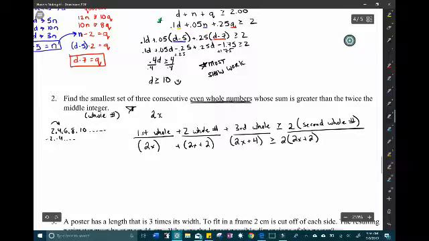Okay, second, this pen is driving me nuts. Third number and first number.